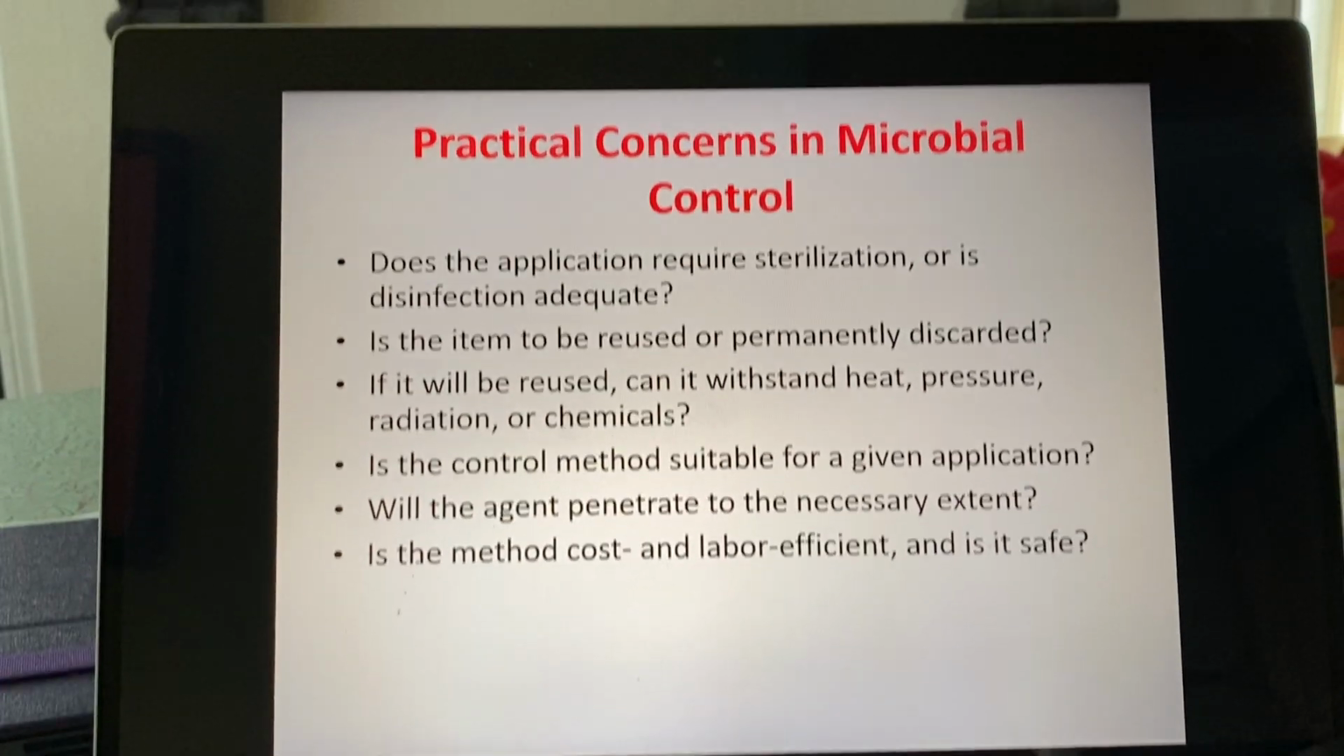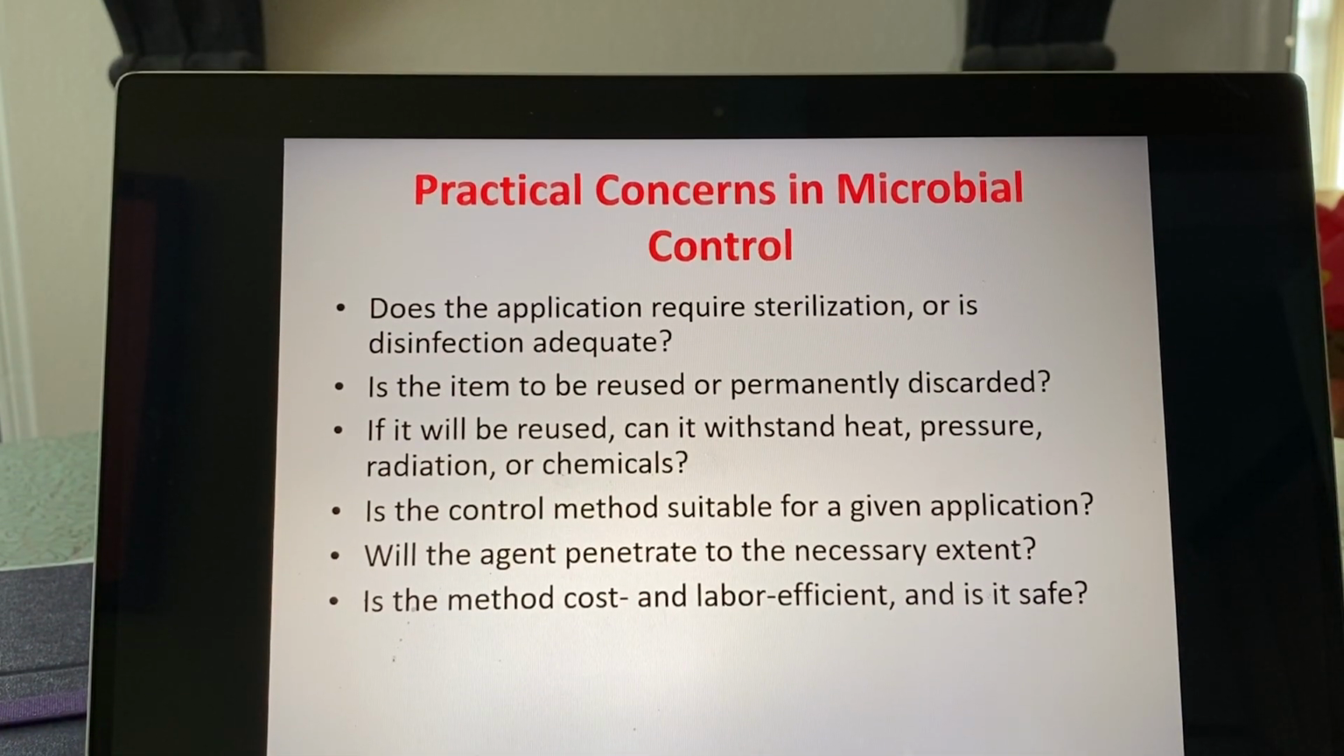So here are some practical measures that we need to think about. A lot of this is kind of duh. I'm sure you have the common sense to think about this. Are we dealing with an application that requires sterilization, or can we just disinfect something? If you're talking about surgical tools, then yes, we want those sterilized because we're cutting into sterile tissues. If it's in a person's hospital room, then disinfection is going to be adequate, because we're not going to be able to stick an entire room inside an autoclave, and a lot of the things in that room would be destroyed by autoclaving or sterilization.